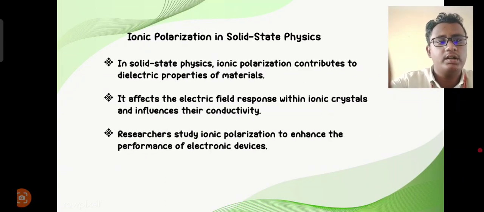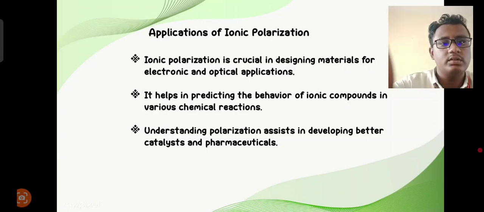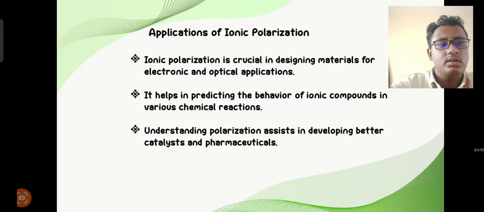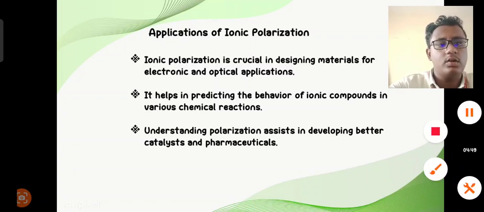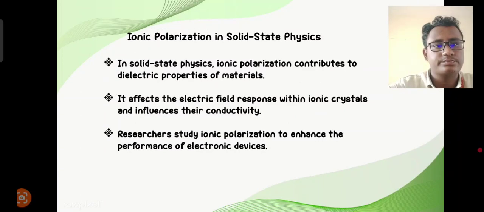Applications of ionic polarization. Ionic polarization is an important design consideration for materials in electronic and optical applications. It helps us predict the behavior of ionic compounds in various chemical reactions. Understanding polarization assists in developing better catalyst parameters.